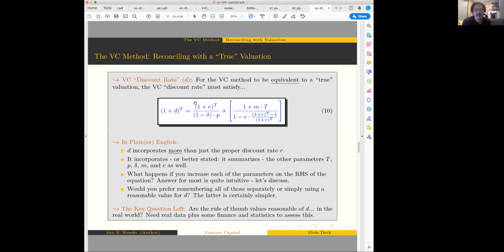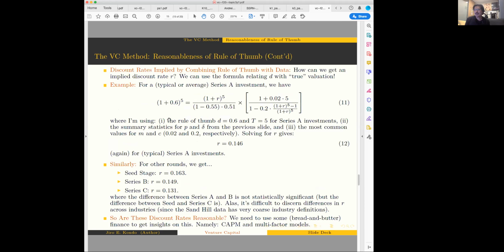In other words, it's okay to use the VC method. It's legit. If the VC method is not legit, this equation does not hold. And as a result, solving this equation to get this number gives you not a very meaningful number. Folks okay with this so far?